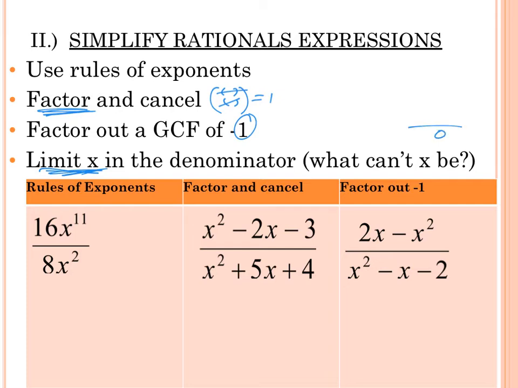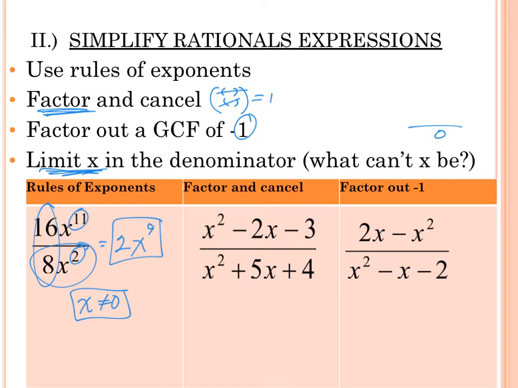In the first example, we have our rules of exponents, so I'm going to deal with just my numbers and divide them, and then remember the rules of exponents. When you're dividing, you're going to subtract your exponents. I need to limit x, so I don't want my denominator to be 0, so I have to say x cannot be 0.